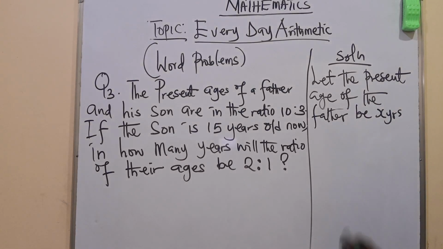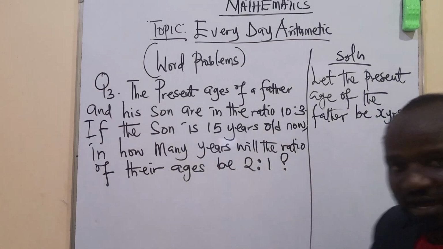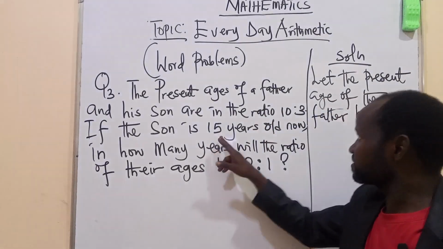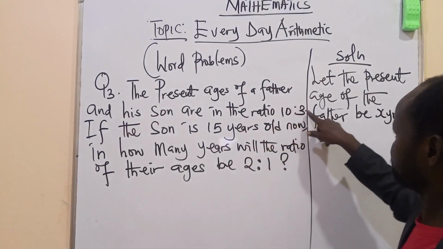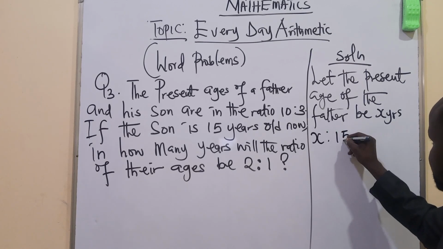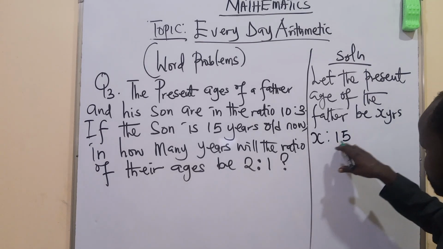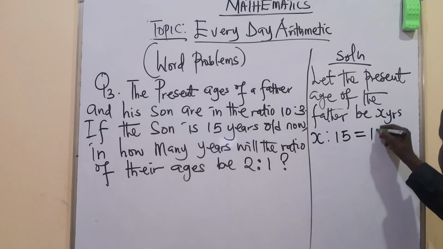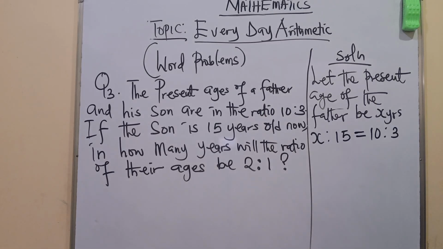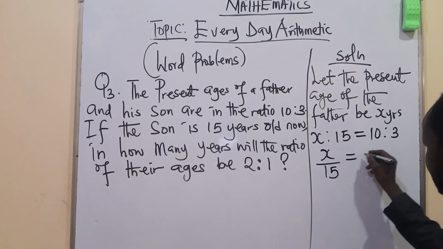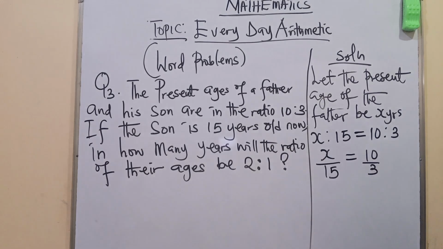Okay? So since the present age of the father is x and the present ratio of the father is 10, the present age of the son is 15 years and the present ratio of the son is 3. So we can represent it as x ratio 15, that is the present age of the father is to the present age of the son, equals their present ratio, which is 10 ratio 3. Very important. X ratio 15, we can write it as x divided by 15, and this will be the same as 10 divided by 3.